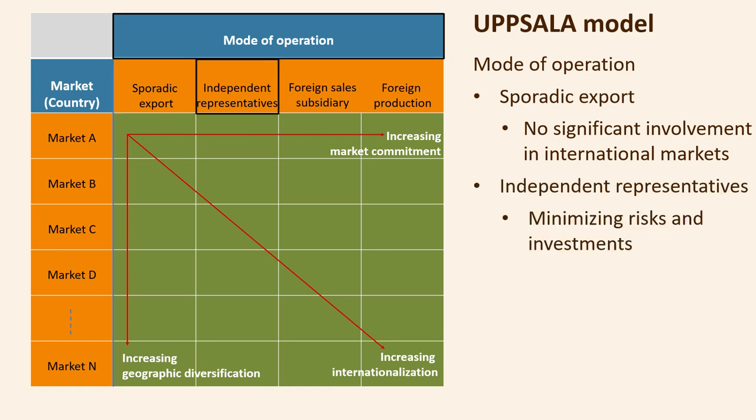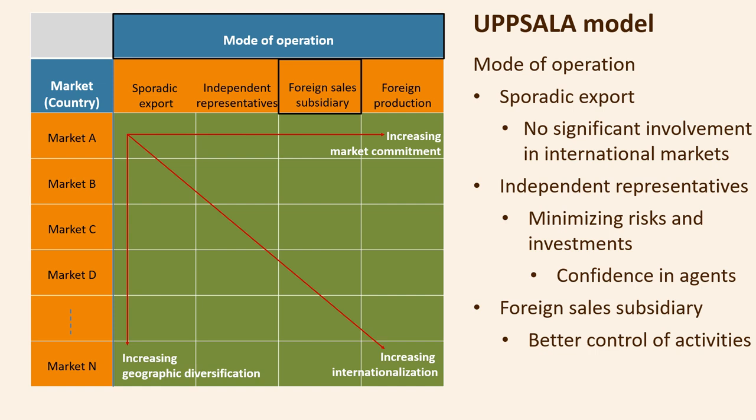The second mode of operation involves exporting via independent representatives. The company begins exporting to international markets using independent agents or distributors, thereby minimizing the company's risks and investments. In this context, it is crucial for the company to trust its agent or distributors and to ensure that they do not disclose confidential information to competitors, whom they might also represent.